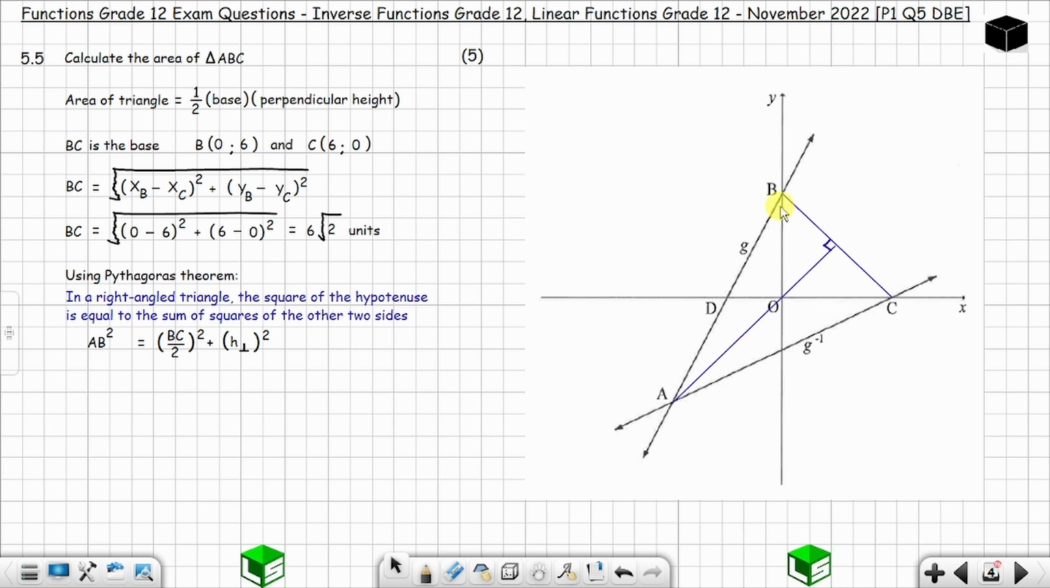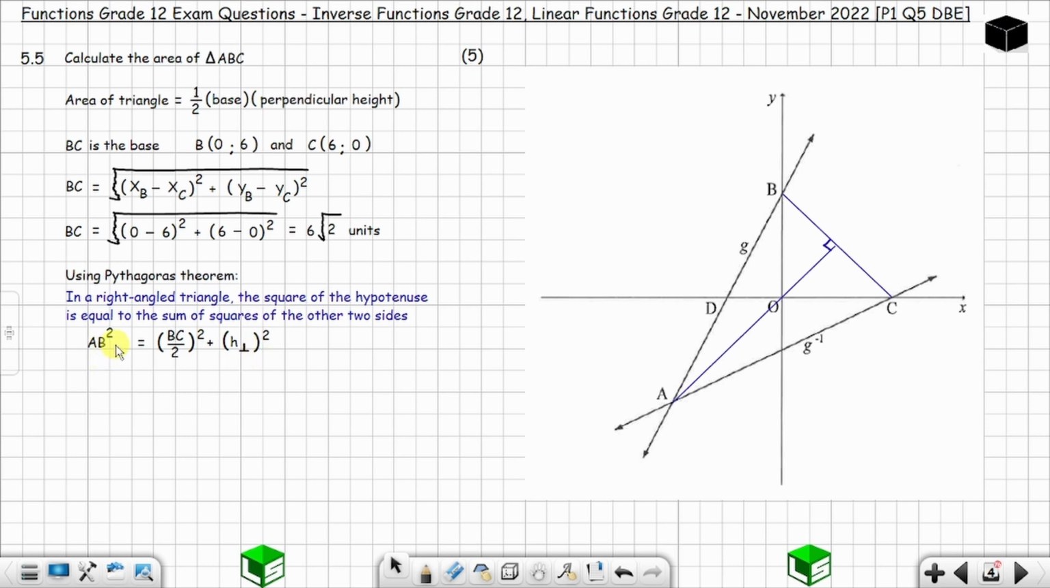This is always the case whenever you are dealing with a right triangle. Remember, the hypotenuse is the longest side in a right triangle. It is the side opposite to the 90 degrees angle. So this is the Pythagoras theorem. You can use it to get this, the perpendicular height. So let's use it.